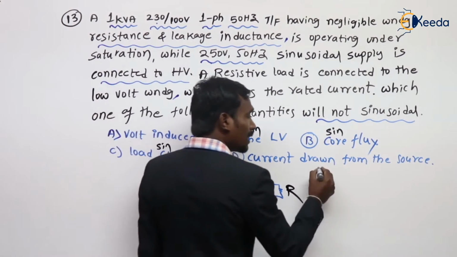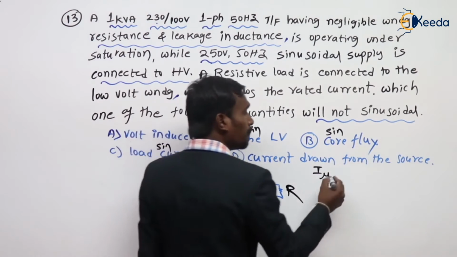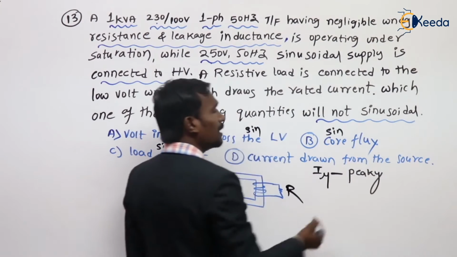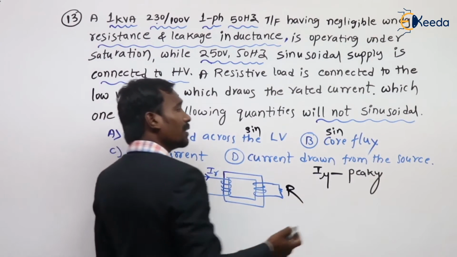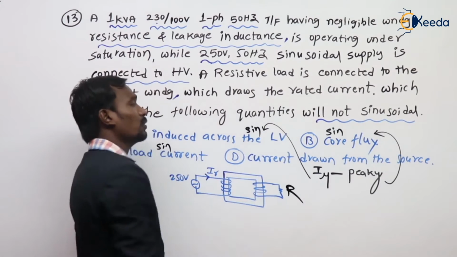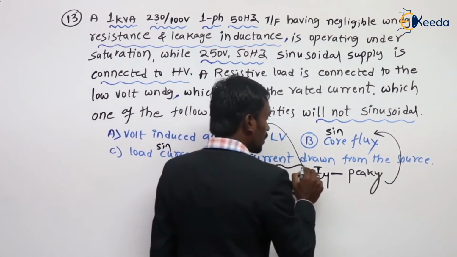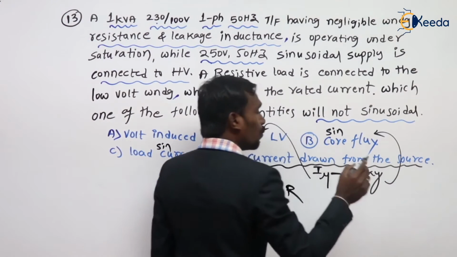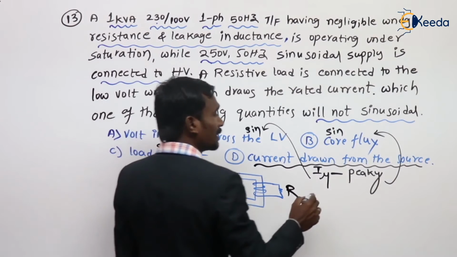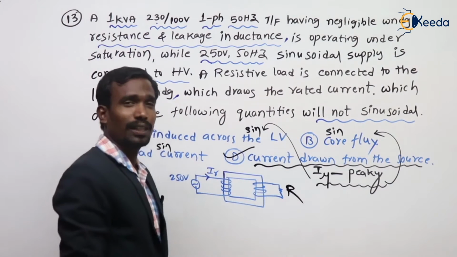The current drawn from the source, especially the magnetizing current drawn from the source, should not be sinusoidal. This should be a peaky wave. When the magnetizing current is a peaky wave, then only the core flux is sinusoidal, and then only the EMF induced in the winding is sinusoidal. So the current drawn from the source should not be sinusoidal. The magnetizing current should be a peaky wave. Then only we can get the sinusoidal EMF.